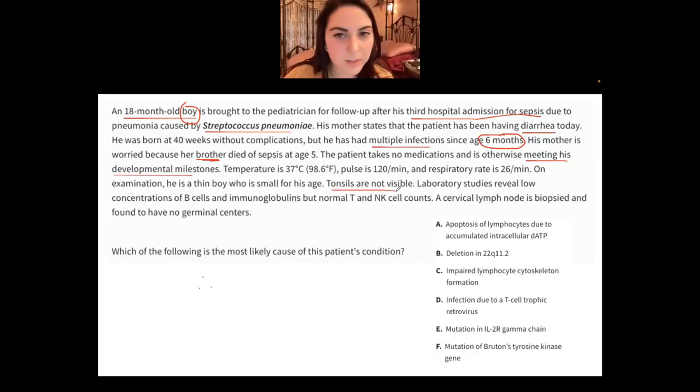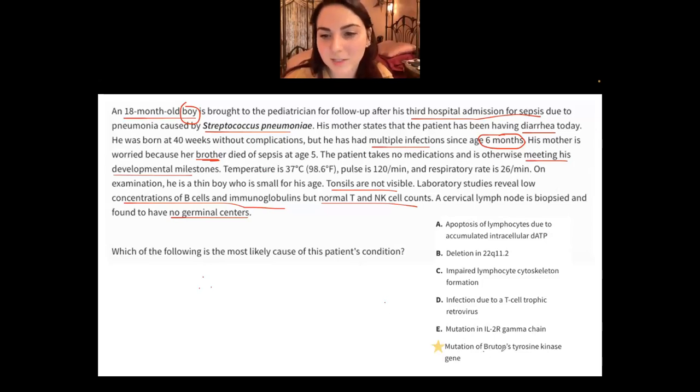Tonsils are not visible. T or B cells doesn't really help me. Low concentrations of B cell immunoglobulins, but normal T and NK cell counts. Okay, so we got a B cell issue here. Cervical lymph node, no germinal centers. So we have absolutely no B cells here. So then it's like, all right, which one of these is that? And you guys got it. No one got it wrong. We got a mutation of Bruton's tyrosine kinase gene.